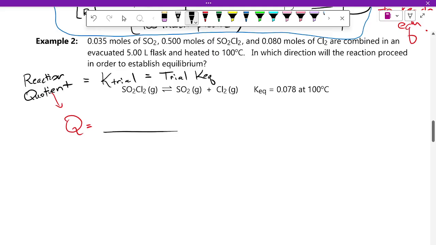It is no different than KEQ for the expression, except what is the one thing that is different? We use our initial concentrations.